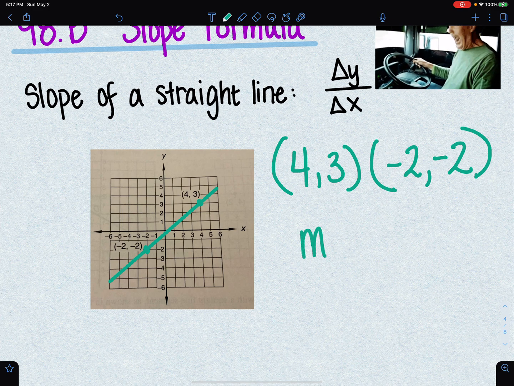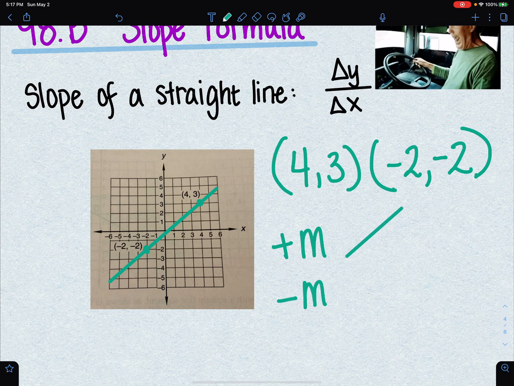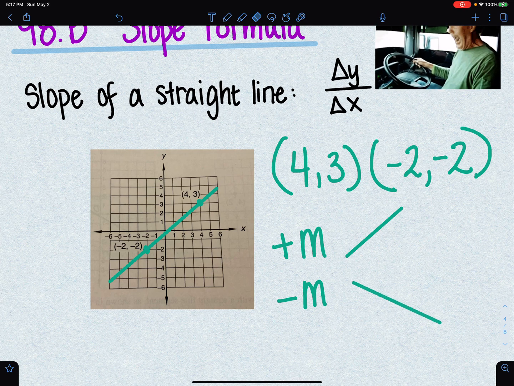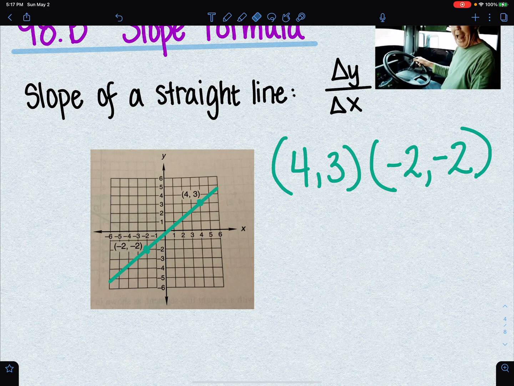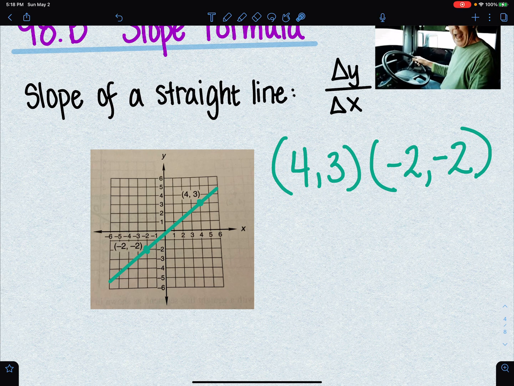You can have an m. You can have a positive m, which means it's sloping upward like that, or you can have a negative m, which means you're going downhill like that. So the slope can be positive or negative, so don't forget about that. The slope of this line is going to be positive because of the way it's graphed. It looks like that, okay? So it slants towards the upper right, so it's got to be a positive slope.